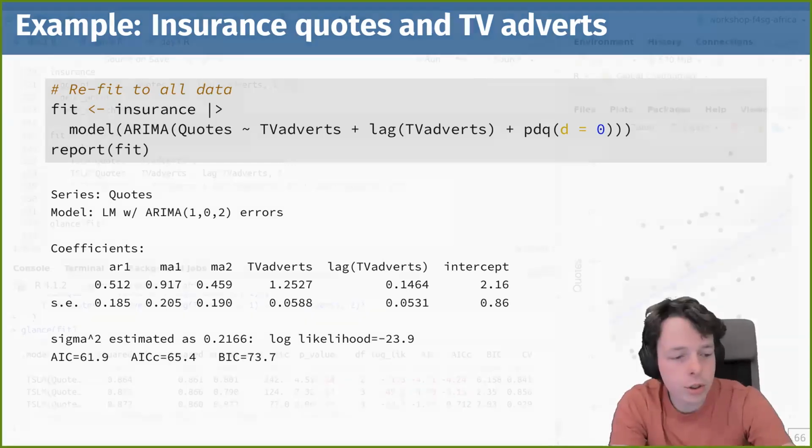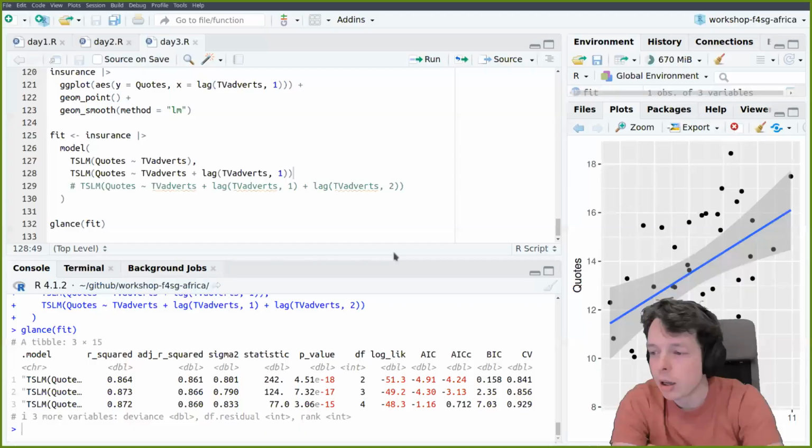There's a question in chat about the cross-validation statistic CV. Do we want smaller or bigger values for this? CV is relating to your error, and you want small errors. So we want the smallest possible CV, which is what we get from our first model, which didn't have any lags.